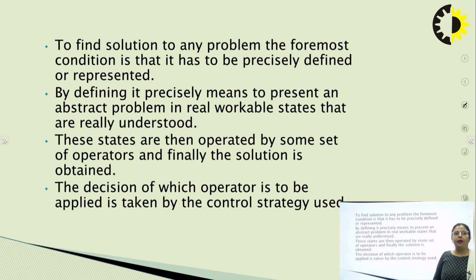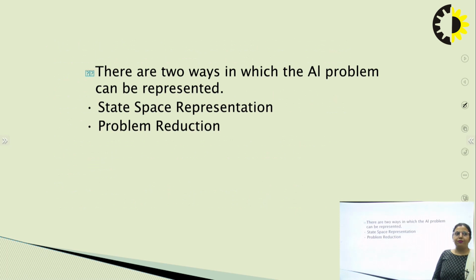So to solve any particular AI problem, we need to follow all the 5 approaches that I have just explained. There are 2 ways in which the AI problem can be represented. As you have defined the problem, now you have to represent it. So there are 2 ways. First one is the state space representation. Another one is the problem reduction.